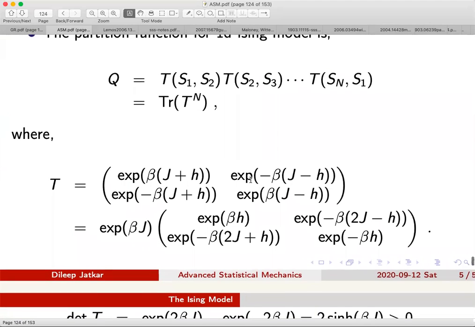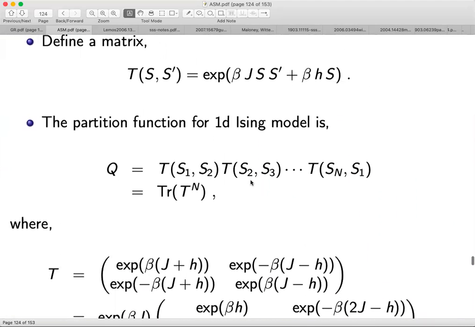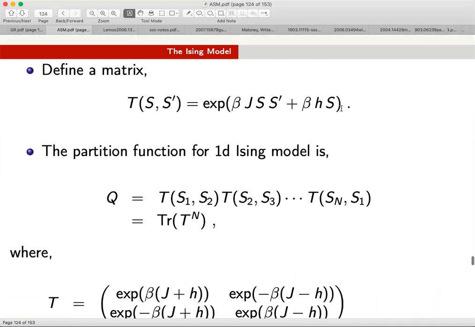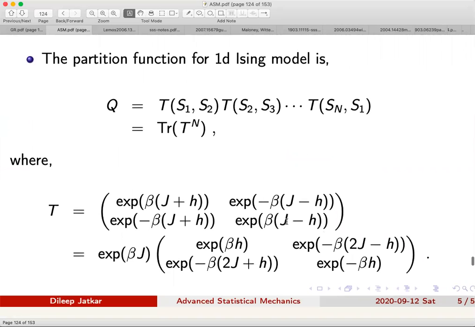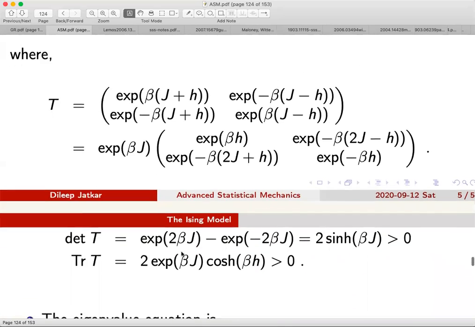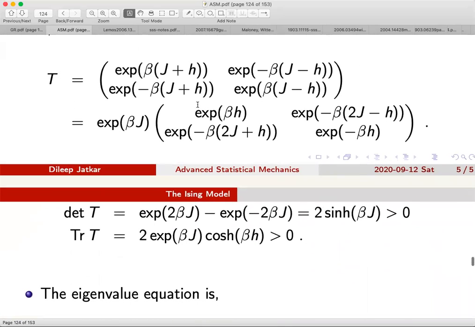Anyway, so what we found was that with this choice, S and S prime taking plus or minus one value, you could write down the transfer matrix as a 2 by 2 matrix, and then you could simplify that and diagonalize.